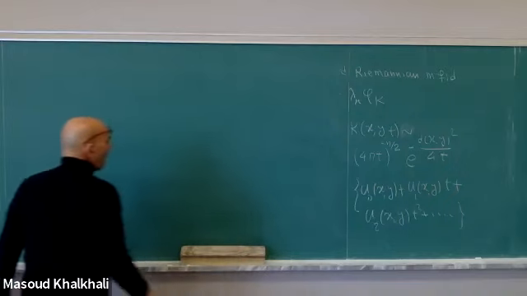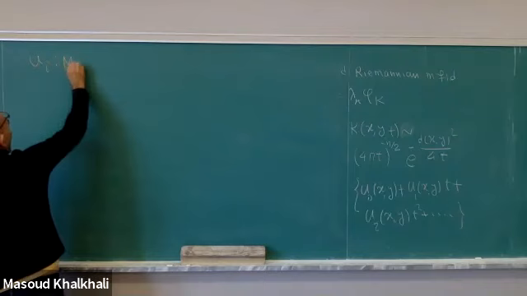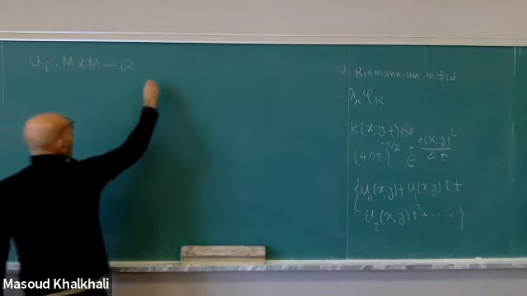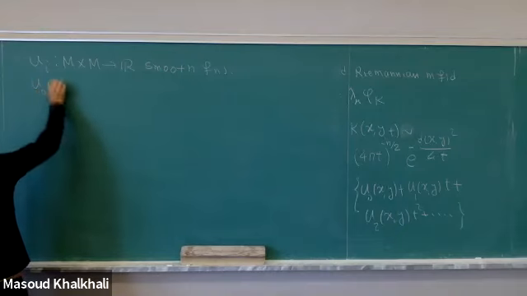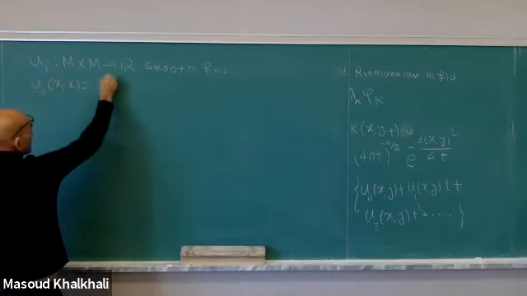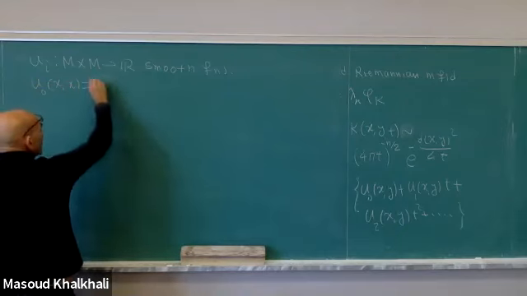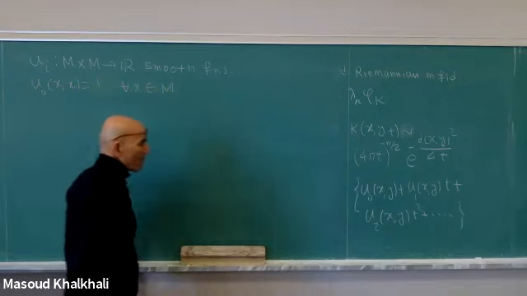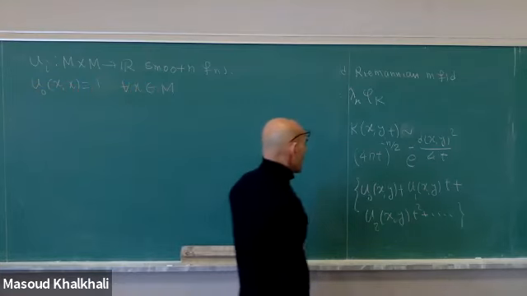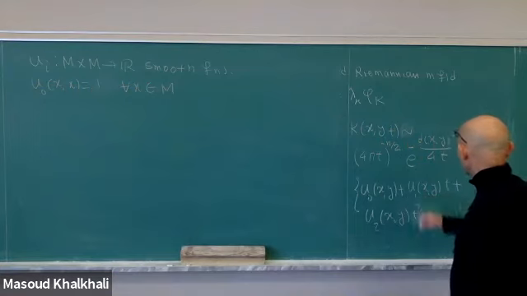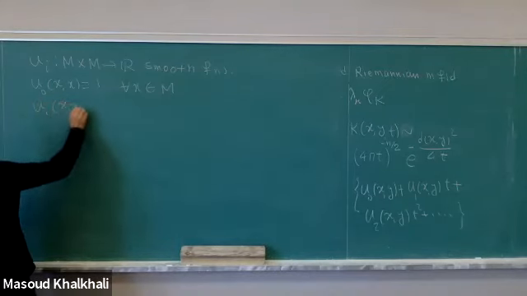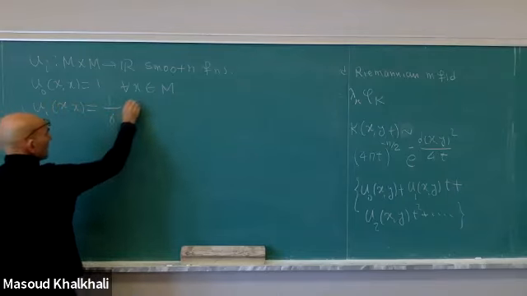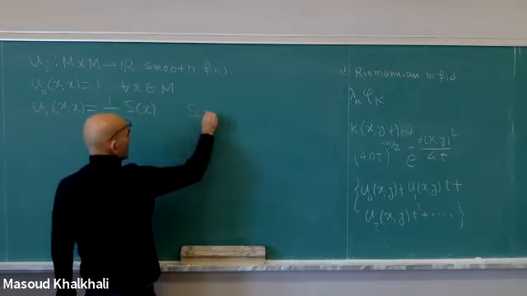first of all, these u_i, from M cross M to R, are smooth functions. That's one thing. u0 of x, x is just one for all x belonging to M. I believe the next term, u1 of x, x, is one over six times the scalar curvature. S is scalar curvature.